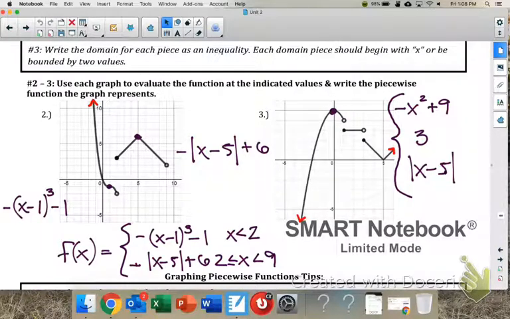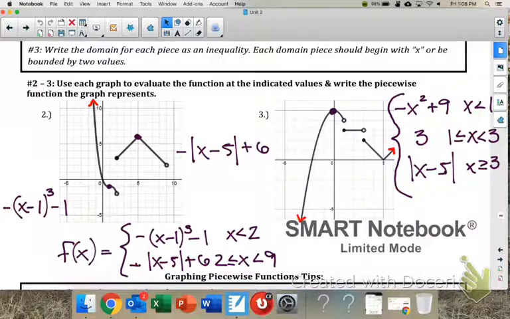The quadratic is defined for x is less than 1 because it's an open dot at 1 and then to the left. That horizontal line is defined between 1 with a closed dot and 3 with an open dot. And that absolute value starts at 3 and goes out to infinity, which means I want to just say then x is greater than or equal to 3.